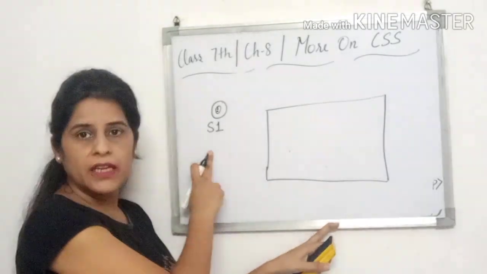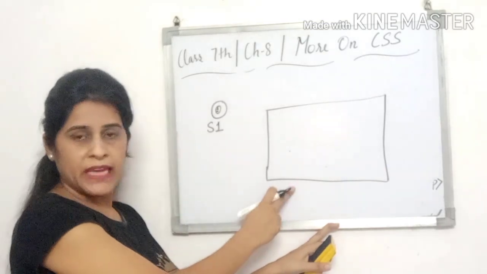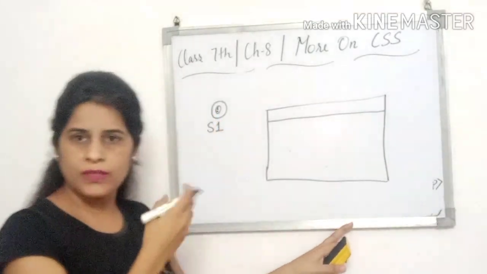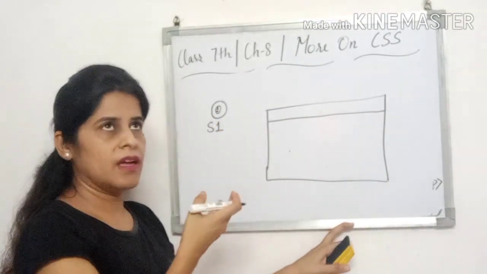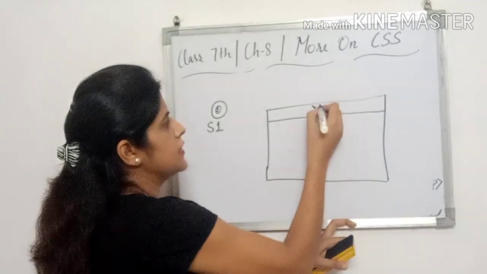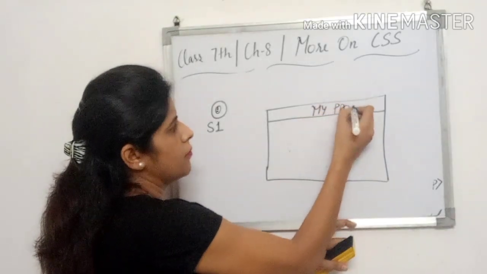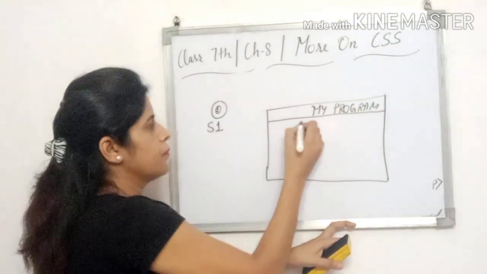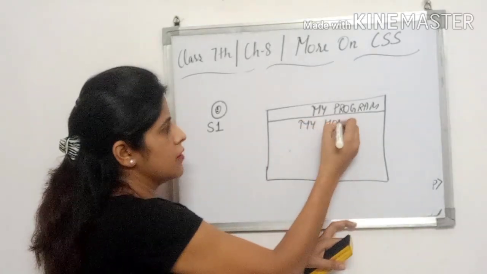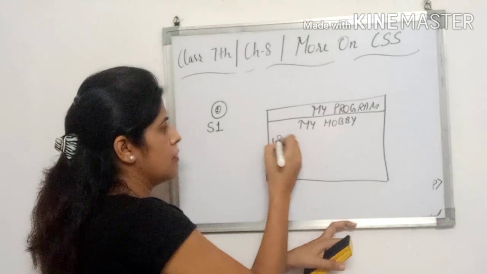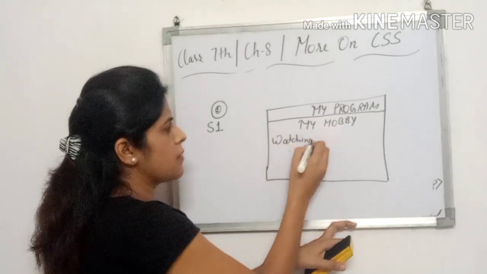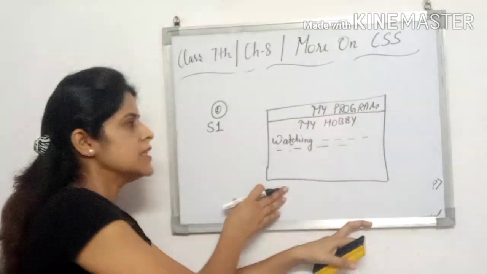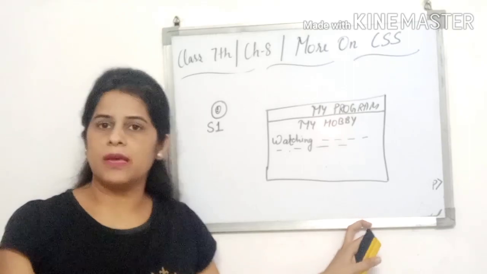Whenever you double click on it, it will show this page, and in this page, the title I have given is my program. The title will be shown here, and in the web page I have written the paragraph, my hobby. Whatever lines I have written in the paragraph, such as watching TV is my hobby, will be shown here. In this way, you can create your web page through the HTML program.